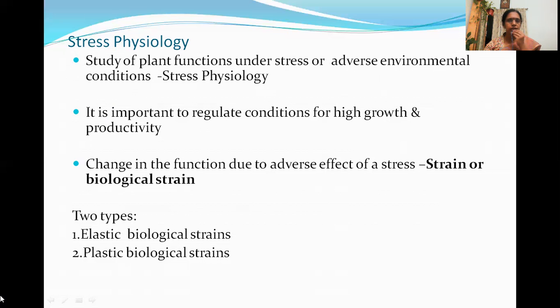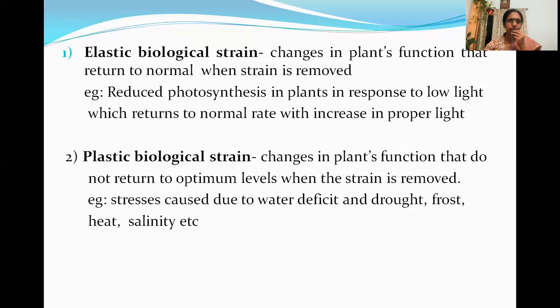Another important thing that we have to learn is that change in the function due to the adverse effect of a stress is called strain or biological strain. The plants will get strained like how organisms or human beings get strained. There are two types of strains, elastic strains and plastic strains. Under biological strain, it can be called elastic biological strain or plastic biological strain.